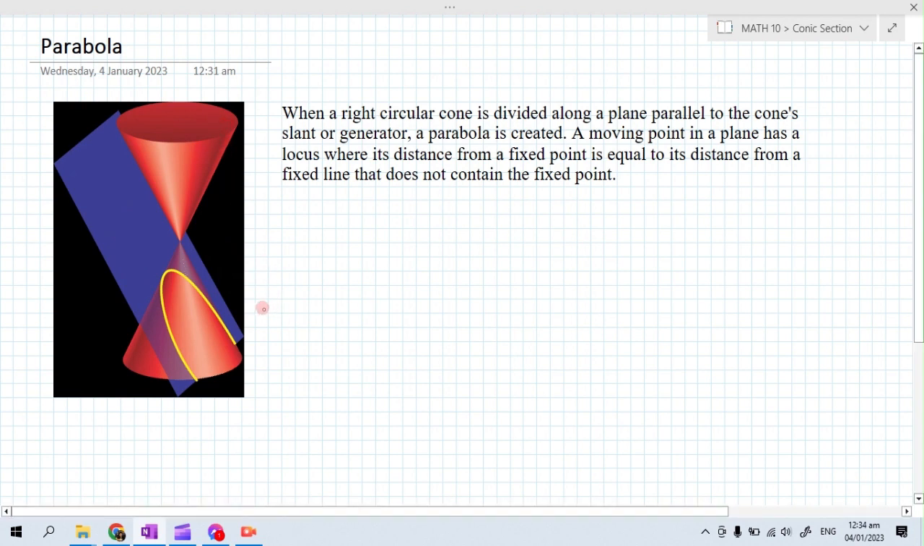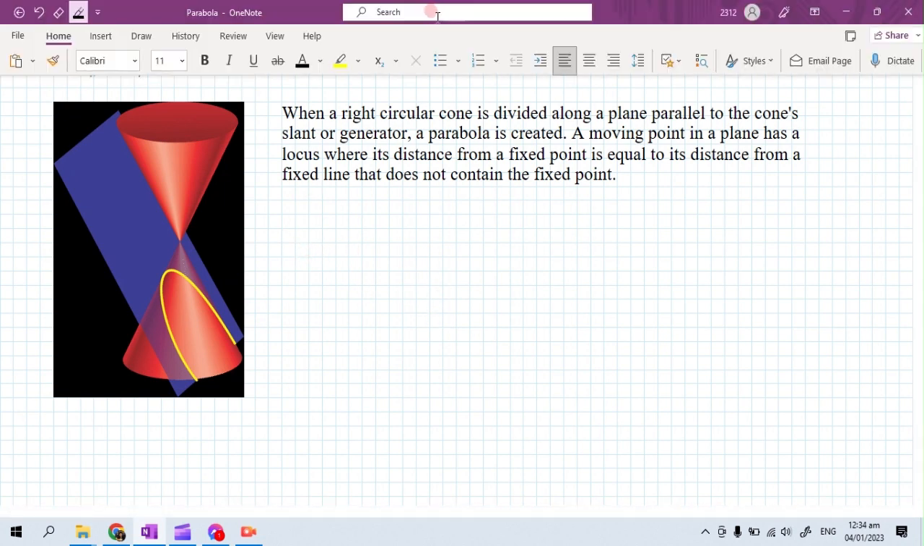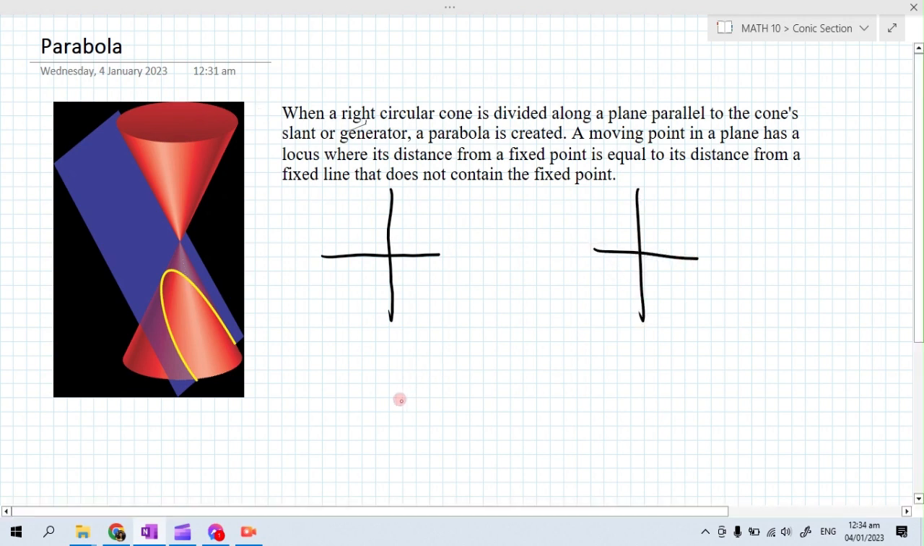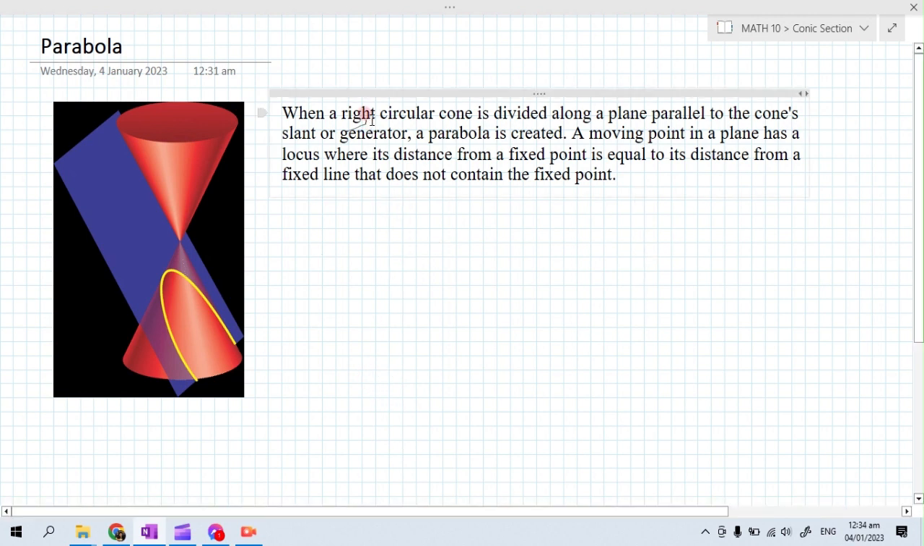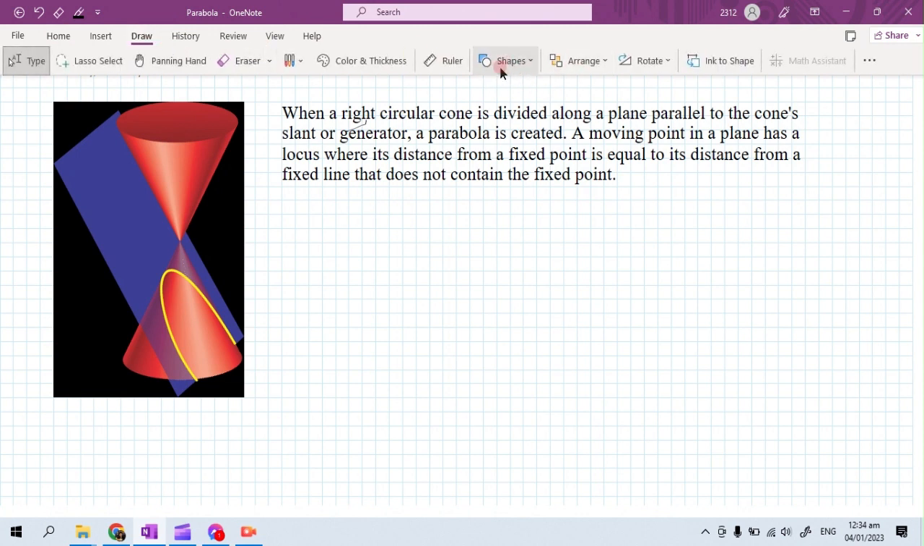In a parabola, there are four possible scenarios, or four appearances of a parabola, that you may encounter. So let's draw it here first. Let's draw four partition planes. Let's use the easier method.